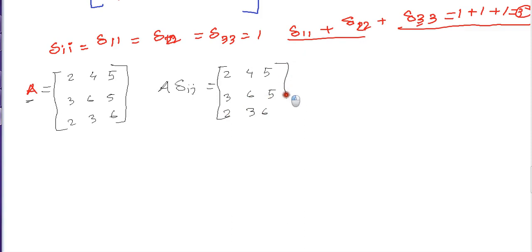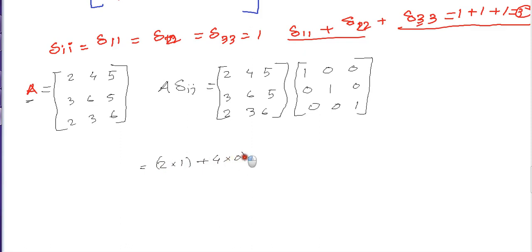So here: 2, 4, 5, 3, 6, 5, 2, 3, 6. With that, to our Kronecker delta, what is the Kronecker delta? 1, 0, 0, 0, 1, 0, 0, 0, 1. So if we multiply with this, then we can find 2 times 1 plus 4 times 0 plus 5 times 0. So we'll get the first term is 2 only here, right?